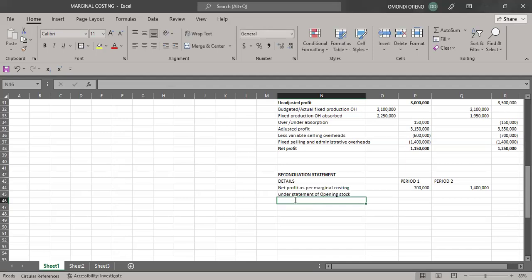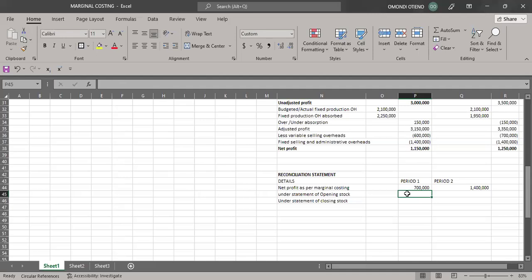Then we also talk about understatement of closing stock. These two affected our profit. So what do we do to the understatement of opening stock? Remember, opening stock is normally increasing cost of sales. And when cost of sales is increased, our profit will be reduced. Now, when you understate opening stock, you exaggerate your profit.